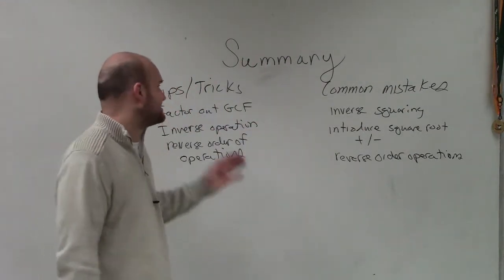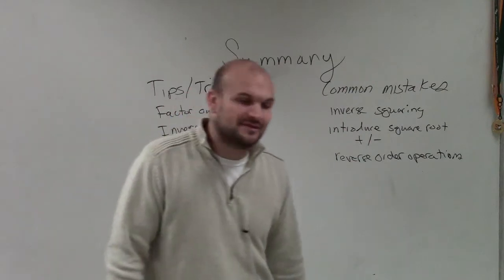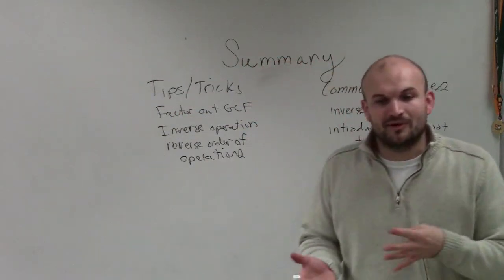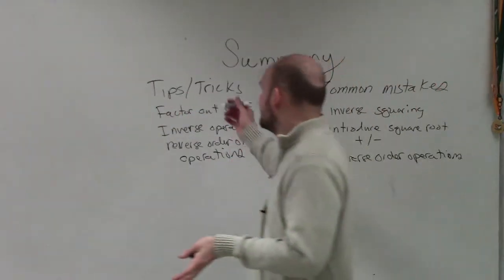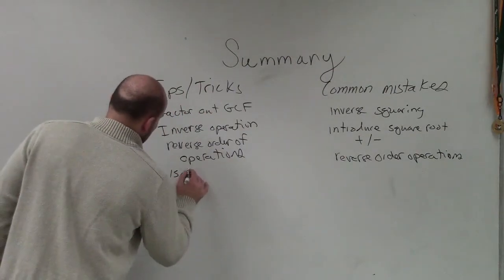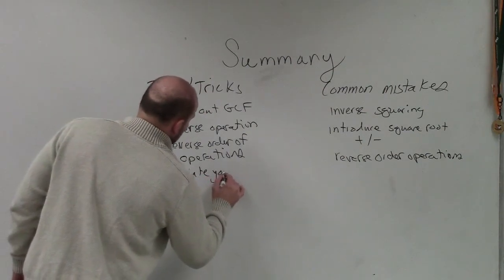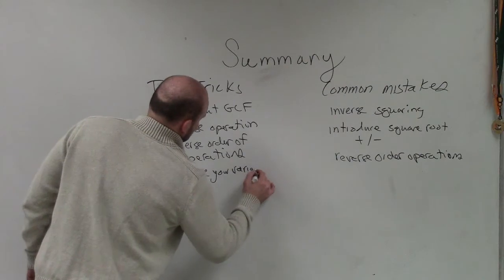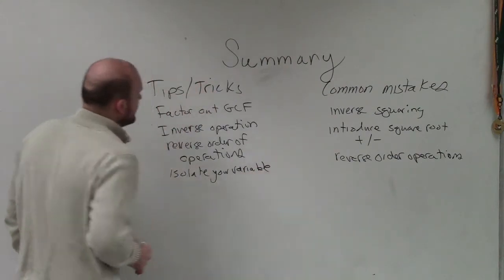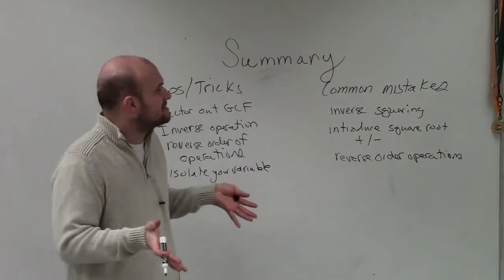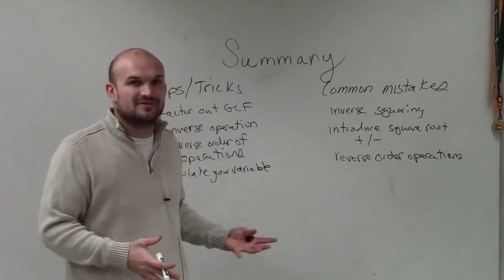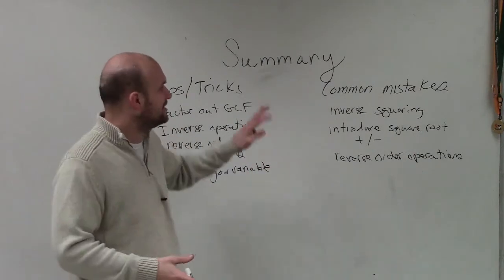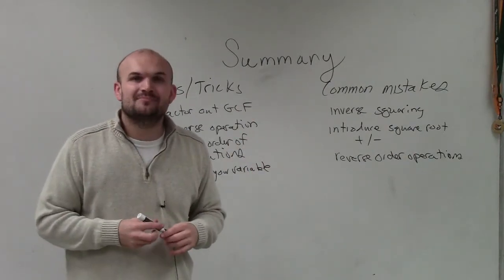A couple of common mistakes, not really the best tips and tricks I have for this one, but really you just want to isolate. The other thing I'd make sure I tell you is to isolate your variable. All right? And that's some of the things that you should at least take out of this course as far as the process mentality for solving a quadratic by the square root method.